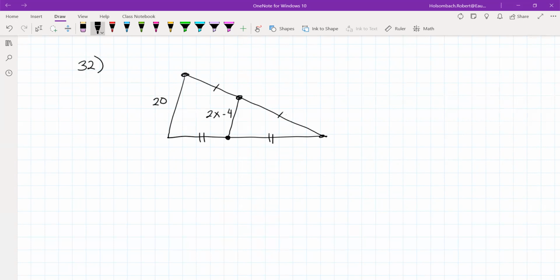So the mid segment of a triangle is half the length of its parallel side. So the equation that we write is 1/2 of 20 equals 2x minus 4. Half of this blue side is equal to this purple side. So half of 20 is 10.